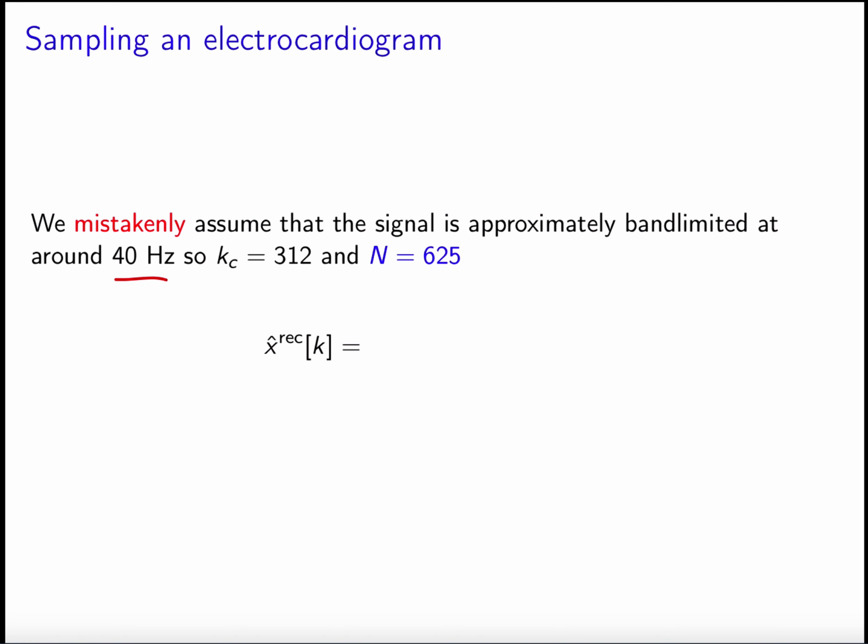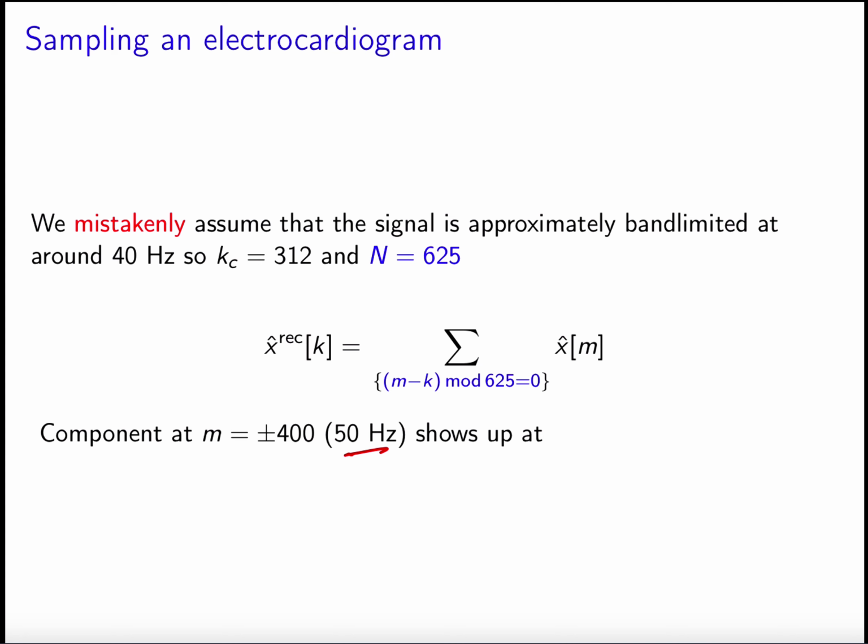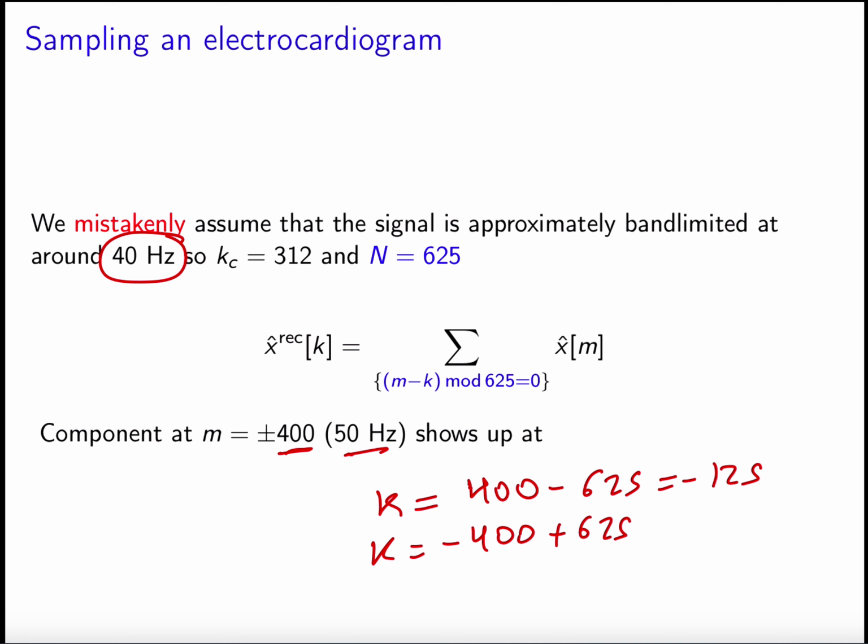We assume that it's bandlimited at 40 Hertz, so we take just 600 samples. Kc is equal to 312 because you have to multiply by the length of the interval. Now, when we recover each Fourier coefficient, we're going to recover any other Fourier coefficient that exists in the original signal and is equal to k mod 625. So 50 Hertz, which corresponds to the Fourier coefficient equal to 400, is going to show up where? In the low frequencies, because here we're assuming that the signal only has low frequencies. For which k is this going to show up? It's going to show up for a k that is equal to 400 minus 625, which is minus 225. It's also going to show up, because we have a minus 400, at minus 400 plus n, which is 225.